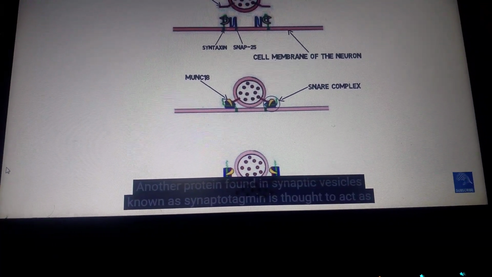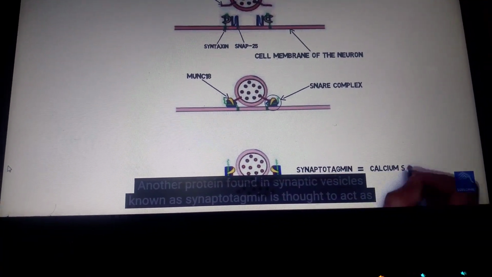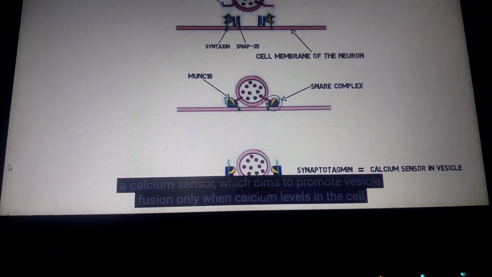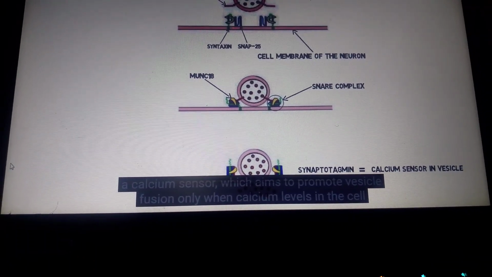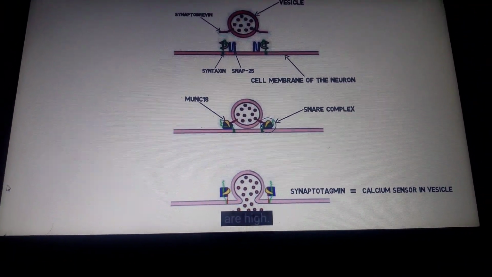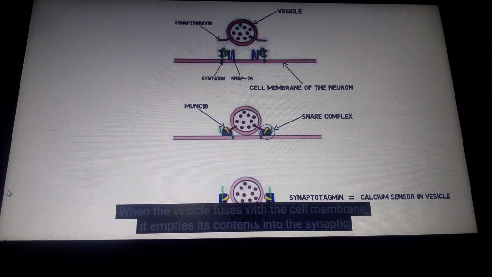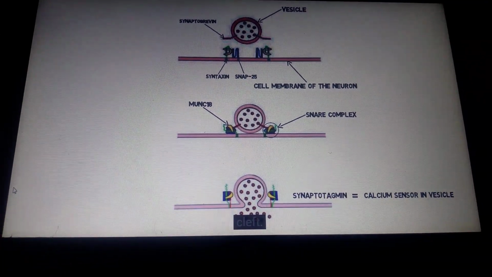Another protein found in synaptic vesicles, known as synaptotagmin, is thought to act as a calcium sensor, which aims to promote vesicle fusion only when calcium levels in the cell are high. When the vesicle fuses with the cell membrane, it empties its contents into the synaptic cleft.